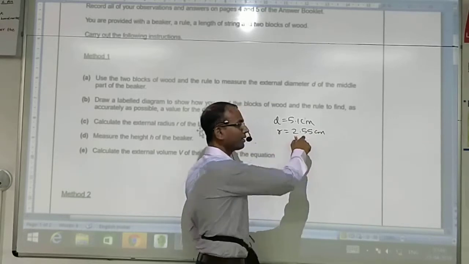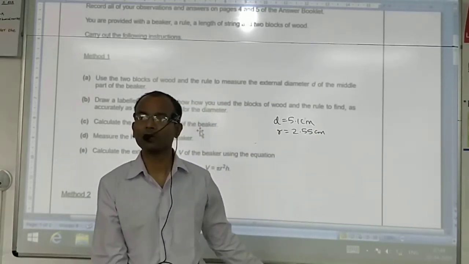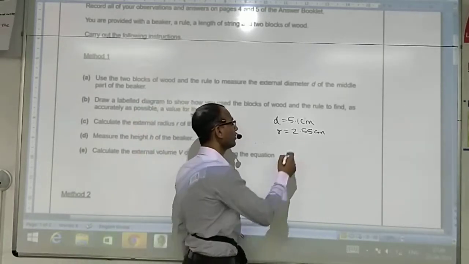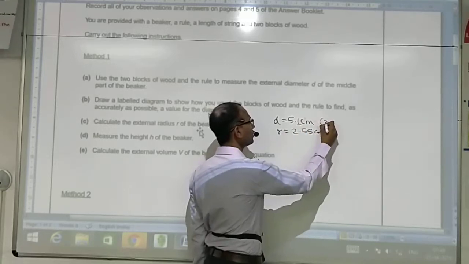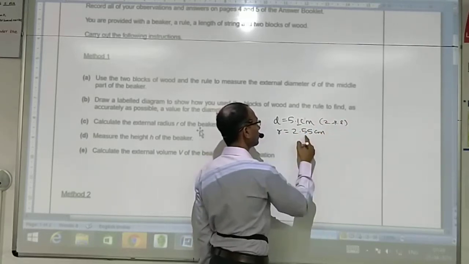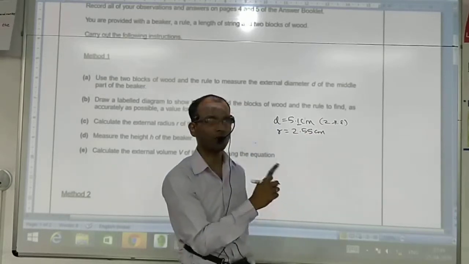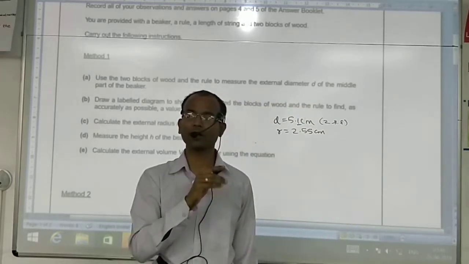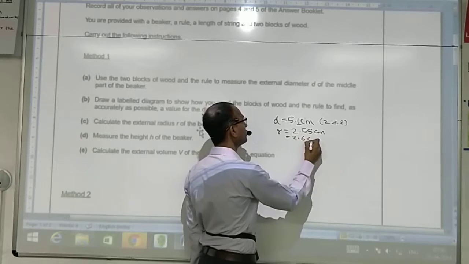Okay, now is it correct to report the radius like this? It should be to 1 decimal, very good. 2.6, because you measured the diameter to 1 decimal in centimeters. Once again, if the digit previous to 5 is odd, you have to round off by incrementing it. If it's even, you have to retain it. So this will become 2.6 centimeter.